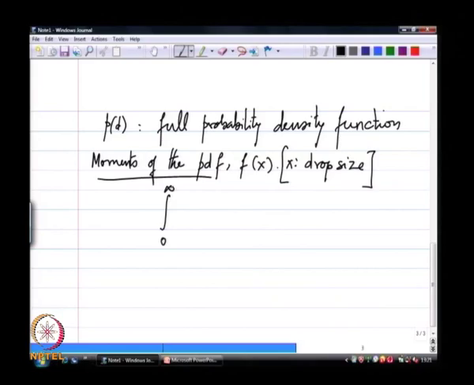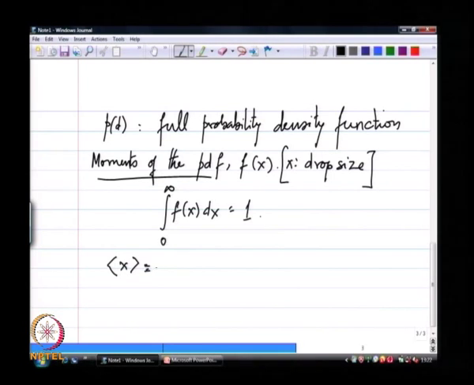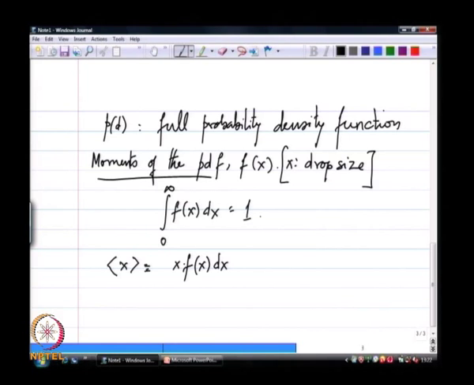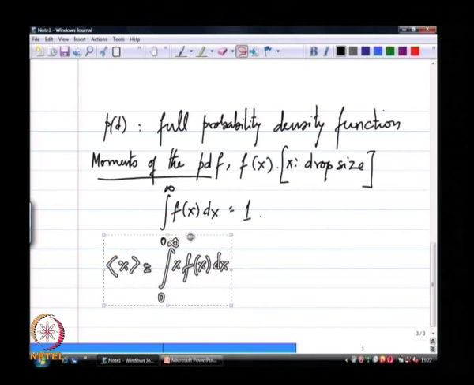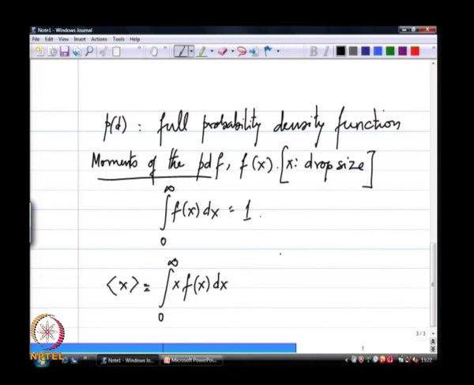Okay, the first constraint is that the integral of f of x dx equals 1, and then if I define a mean drop size, let me write down what this is. So, the probability of finding a drop in the limits x to x plus dx is that. So, that probability multiplied by the drop size itself, added over all of the various sizes possible, is what gives me the mean drop size. Okay.